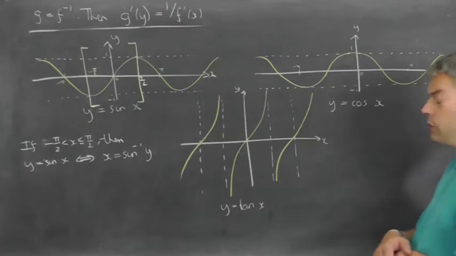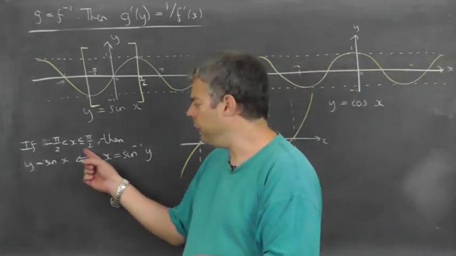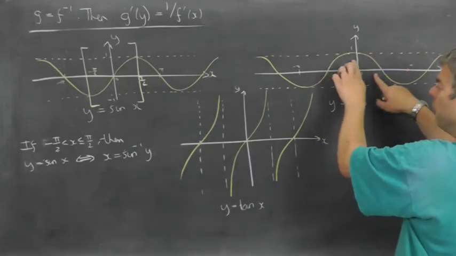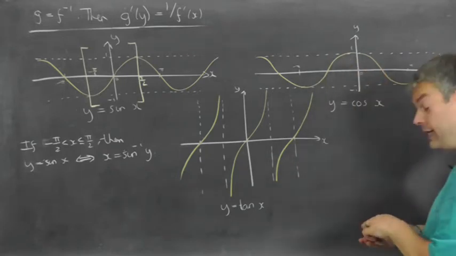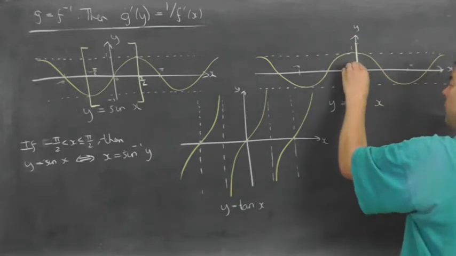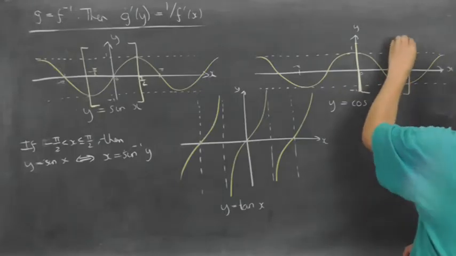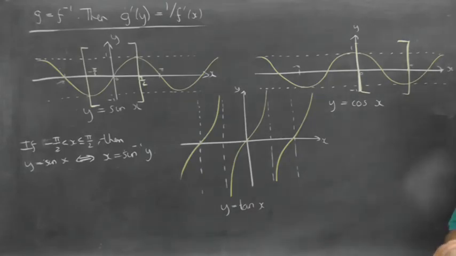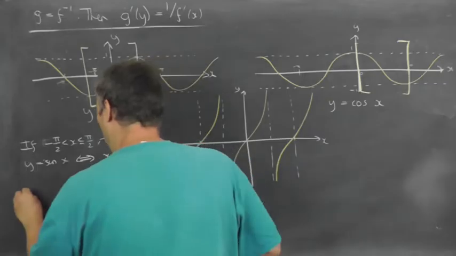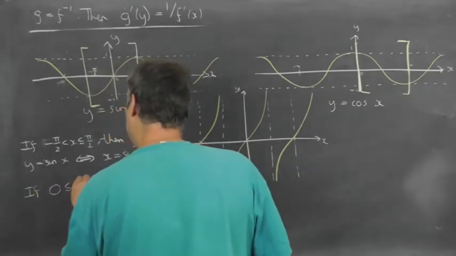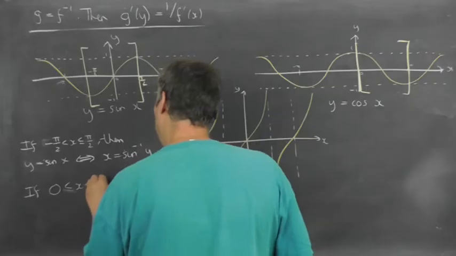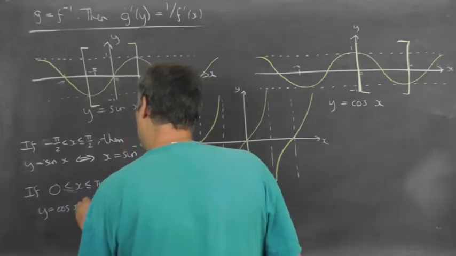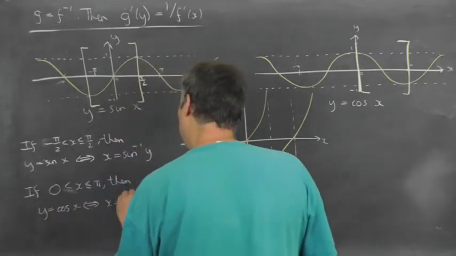We can do exactly the same for cosine, but that range there doesn't work. If we have a half, then there's still two values. Instead, we're going to choose 0 up to pi. So in the region from 0 up to pi, we can say something exactly the same for the cosine. So if 0 is less than or equal to x less than pi, then y equals the cosine of x precisely when x is cos inverse of y.